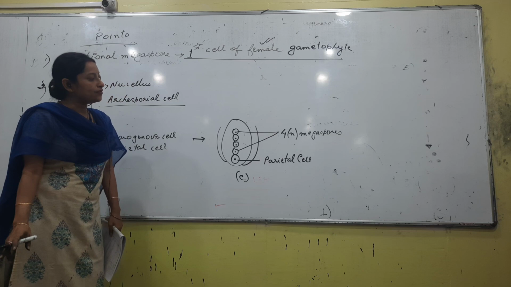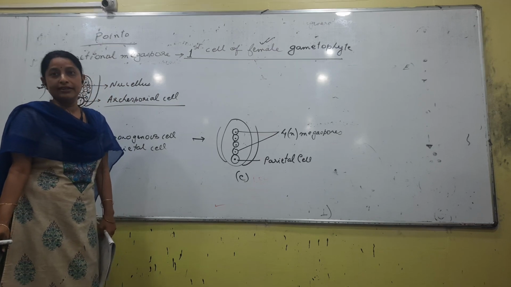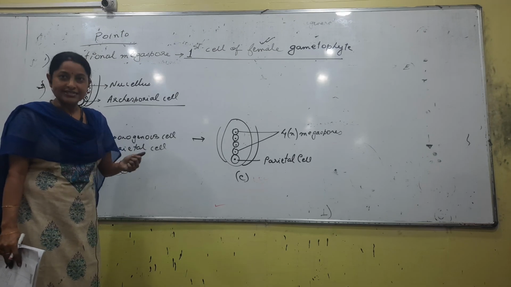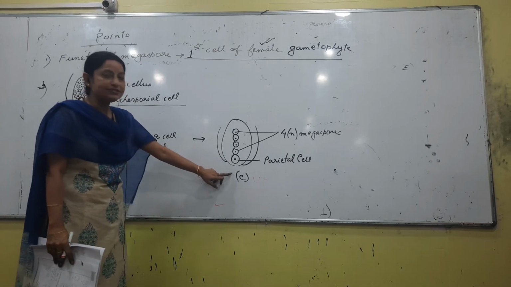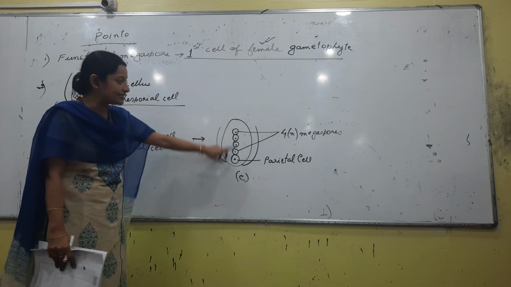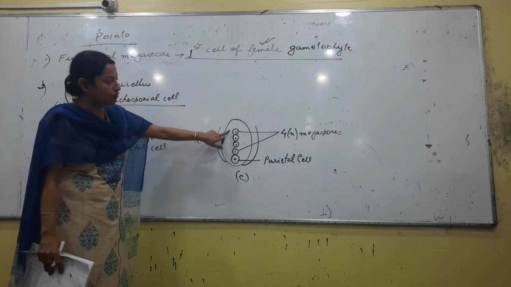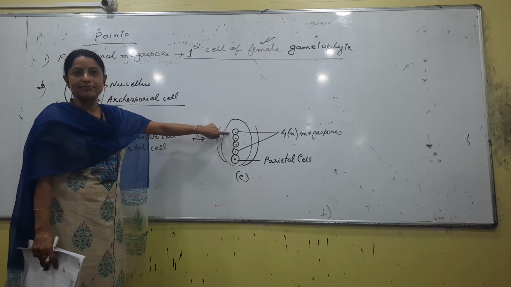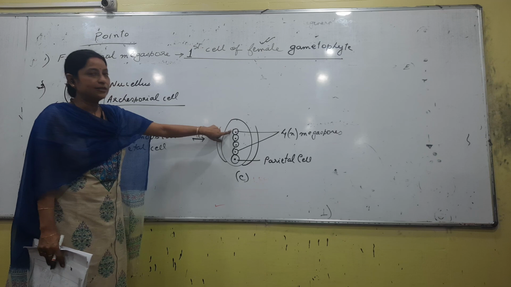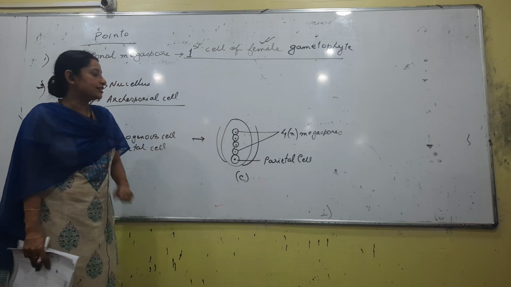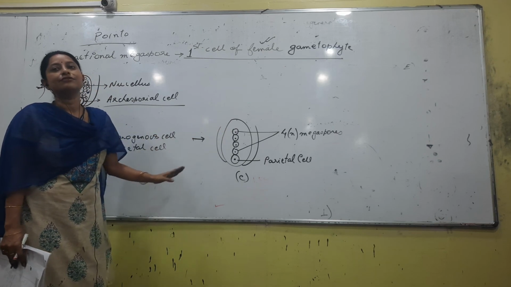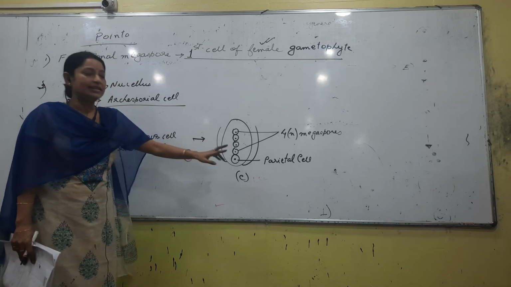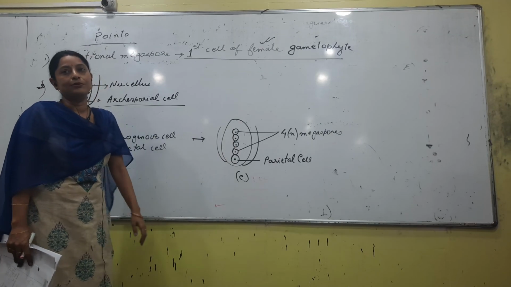Now, we know out of the 4 only one will remain functional. The question asked is where the functional megaspore will be, the chalazal side or the micropylar side. We have seen a row of 4 megaspores in this diagram. Out of these 4, only one will be functional. That is the answer to this diagram. The one that remains toward the chalazal side will remain functional, and the other three will degenerate, right.